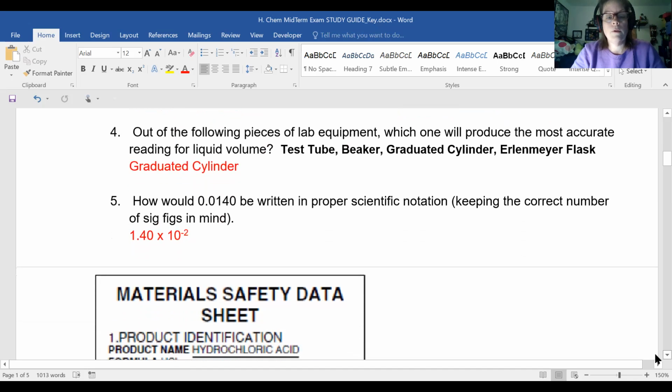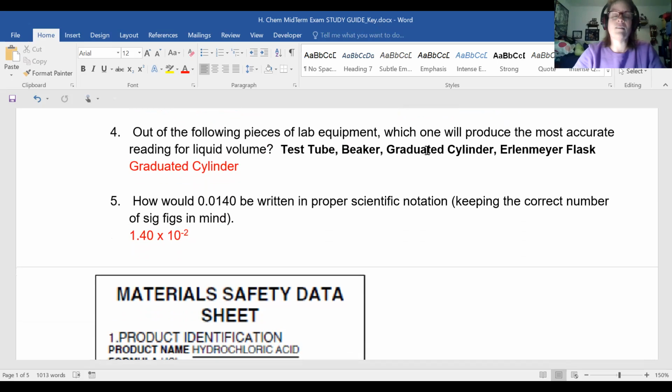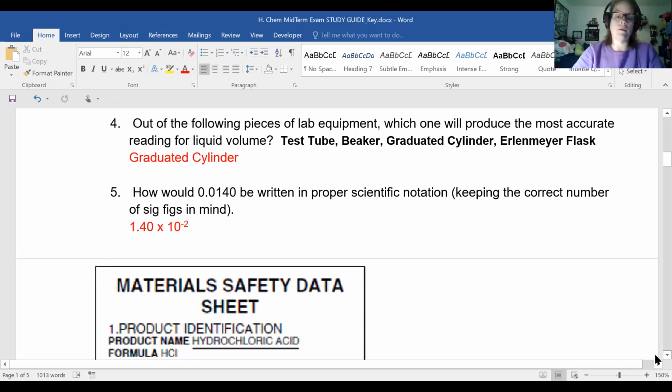Number 4. Out of these pieces of lab equipment, which one would produce the most accurate results for trying to record liquid volume? Your graduated cylinder is going to be the one that has the most breakdown, tons and tons of little lines and units to help make it as accurate as possible. Test tubes a lot of times don't have units on them. If they do, they'll be widely spaced apart. Beakers, depends on the beaker you have, but it's still not going to be as accurate as a graduated cylinder. And the Erlenmeyer flask is very similar to a beaker, the only difference is it tapers up, but its measurements are kind of the same.